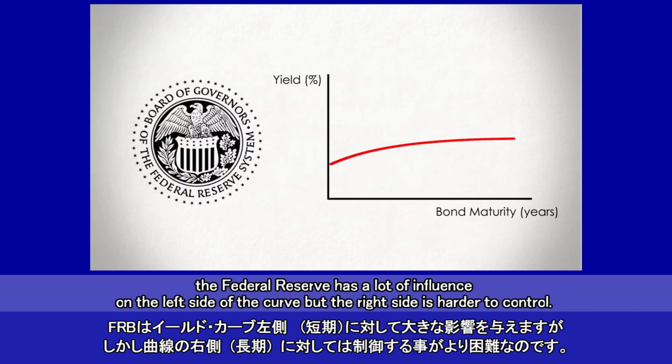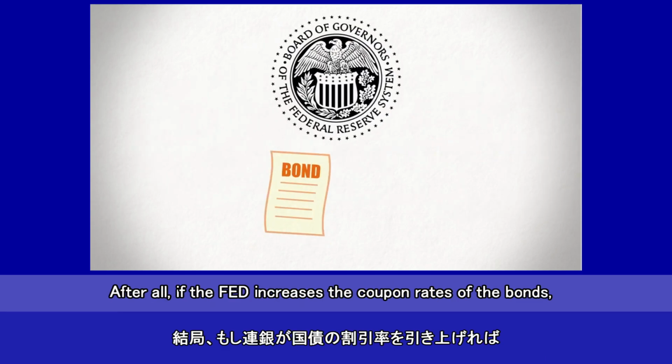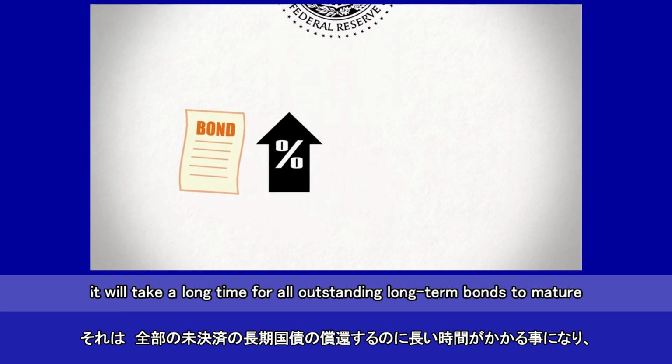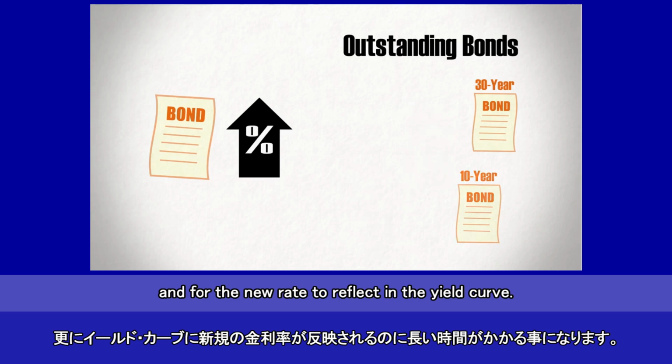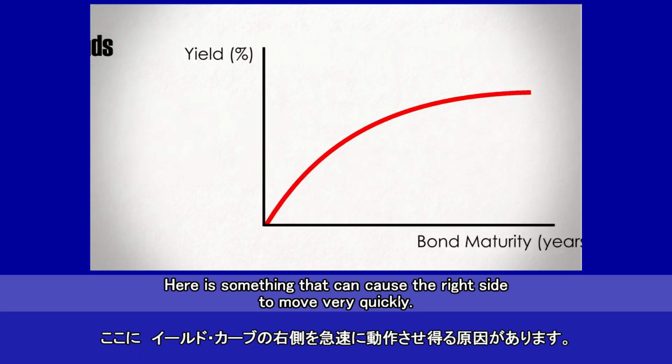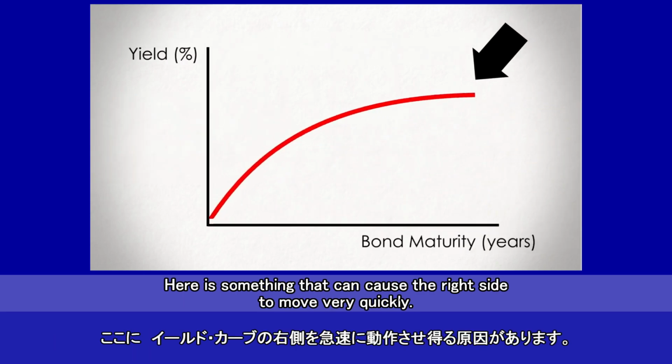The Federal Reserve has a lot of influence on the left side of the curve, but the right side is harder to control. After all, if the Fed increases the coupon rates of the bonds, it will take a long time for all outstanding long-term bonds to mature and for the new rate to reflect in the yield curve. But there is something that can cause the right side to move very quickly.